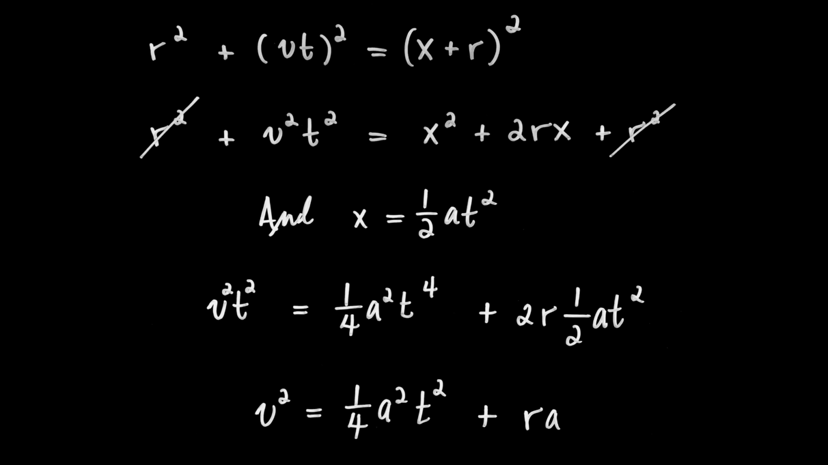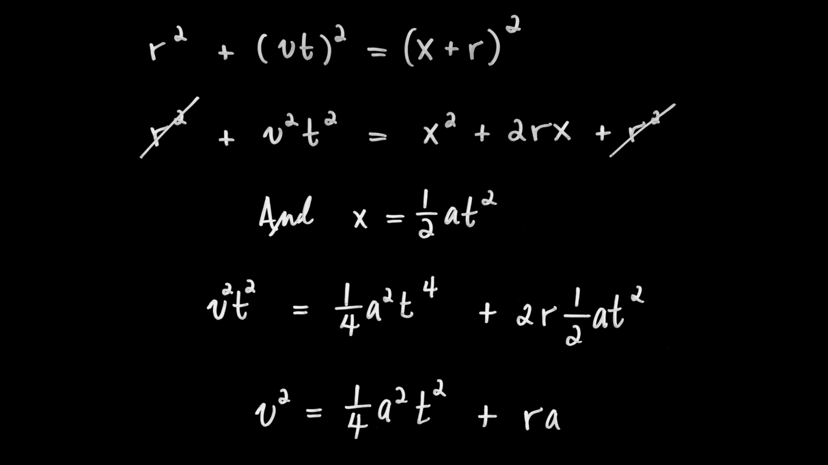That's a kinematic argument. So I'll take that and I'll plug it into my equation wherever I see an x. Well, the first x that I see here on the right-hand side is squared. So 1/2 at squared squared is 1/4 a squared t to the 4th. Plus, I have 2rx. Well, that will be 2 times r, 1/2 a t squared. Obviously, those 2's, one in the numerator, one in the denominator, are going to cancel.